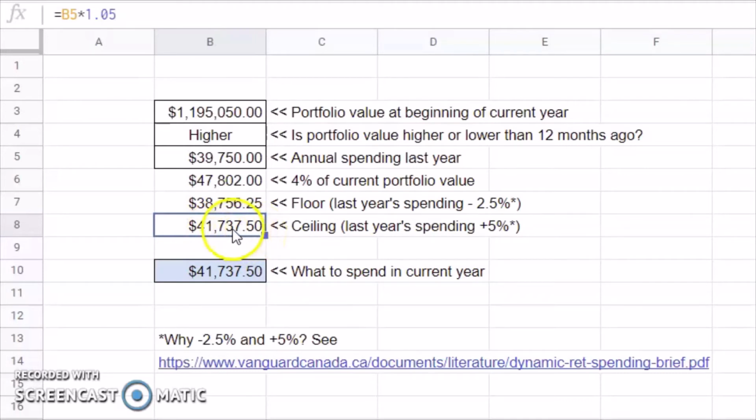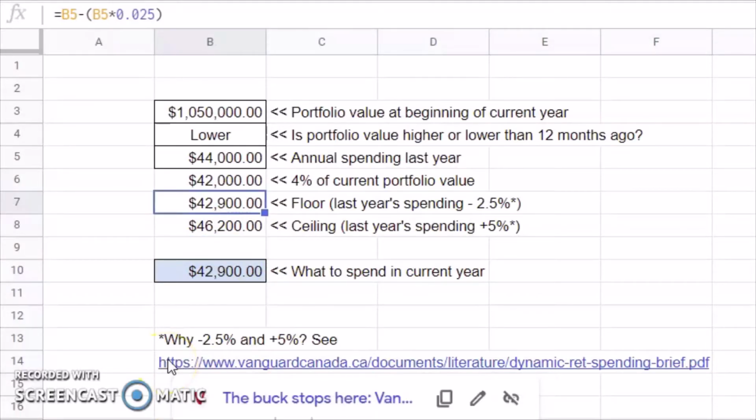So increasing last year's spending by 5%, we end up with a ceiling withdrawal amount of $41,737.50. So in this example, we can just use common sense at this point and look at the difference between $47,802 and $41,737 and recognize that the more cautious, the more prudent amount to spend here would be this ceiling amount.